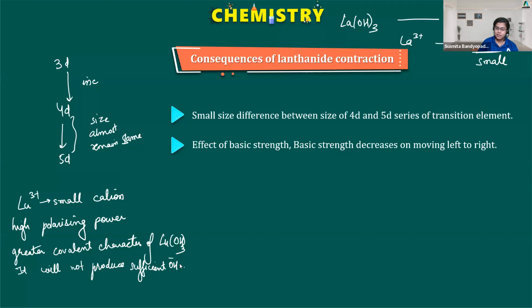Otherwise, Lu3+ is small in size, and OH- is a small anion. OH- is always considered a small anion. They will have very good bonding and attract each other effectively. Lattice energy will be high, so it will not be willing to give OH-. The basic strength should decrease. Yes, there's a steady decrease in size.